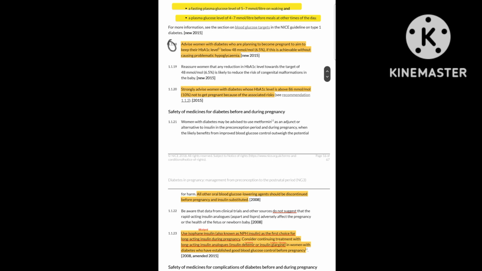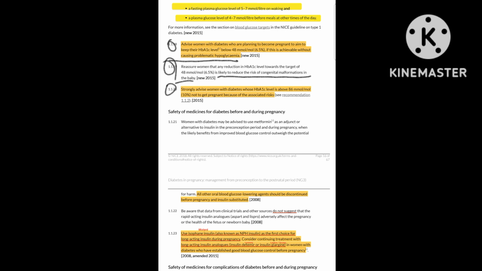Advise women with diabetes who are planning to become pregnant to aim to keep their HbA1c level below 48 mmol per mole, that is 6.5% HbA1c level. This is achievable without causing problematic hypoglycemia. Reassure women that any reduction in HbA1c level towards a target of 48 mmol per mole, 6.5%, is likely to reduce the risk of congenital malformations in the baby.